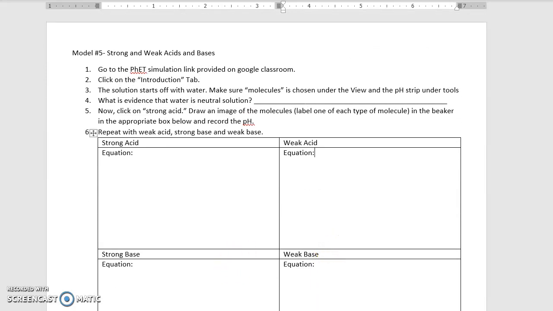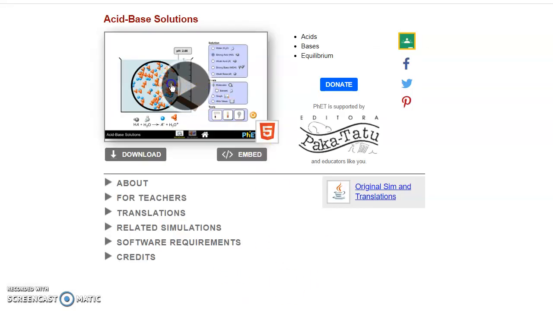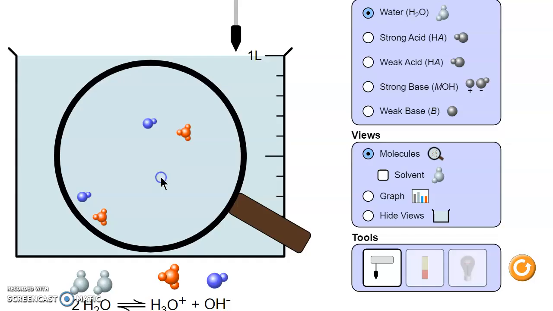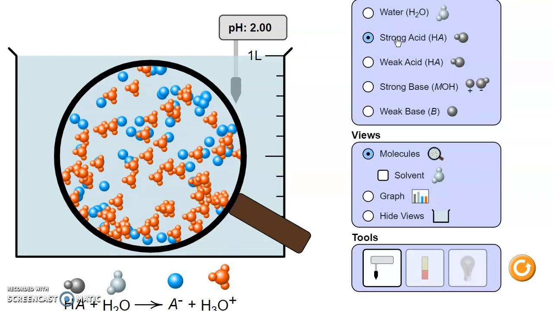To start to fill out the front page, the Introduction tab, run that simulation and pick the Introduction tab. You can see your solution here. Down below, you've got a dissociation equation. You can change the solution from water to strong or weak acid and then strong and weak base. Right here, this is a little pH probe. Once I put that in, it reads the pH for you. So you can switch between each of them.